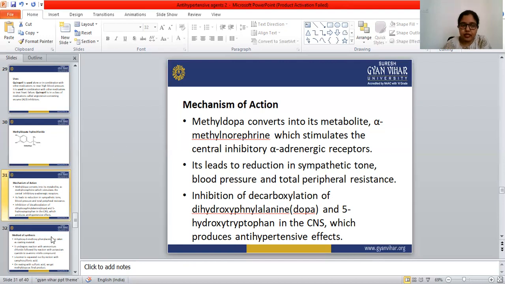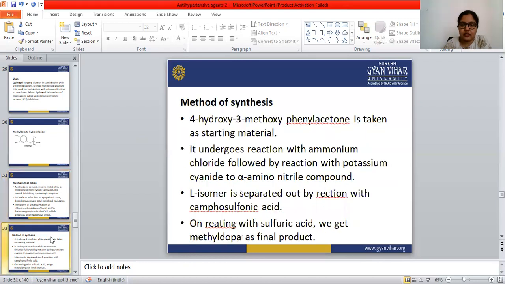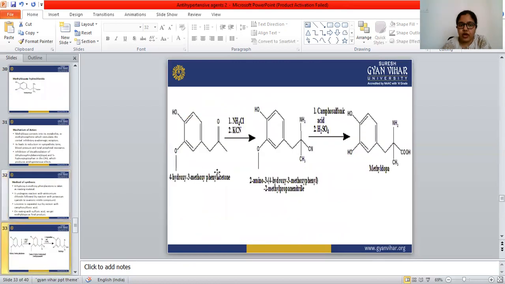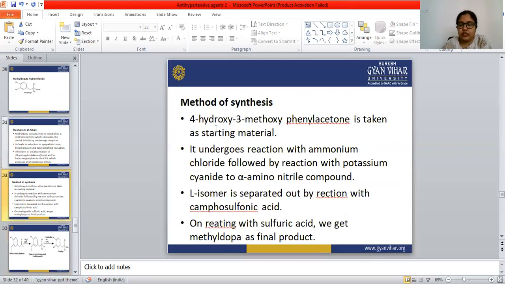Let's see the method of synthesis, how we can synthesize methyldopa hydrochloride. In the syllabus, this is a STAR drug, so we have to learn the synthesis of this drug. 4-hydroxy-3-methoxyphenylacetone is taken as the starting material. So this is the structure of 4-hydroxy-3-methoxyphenylacetone.